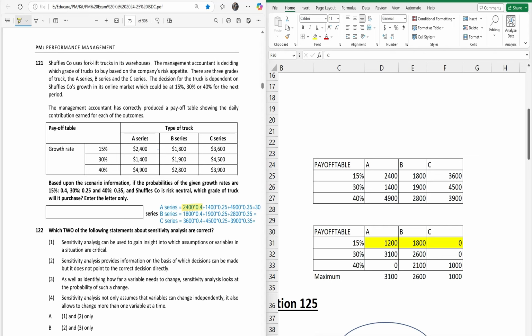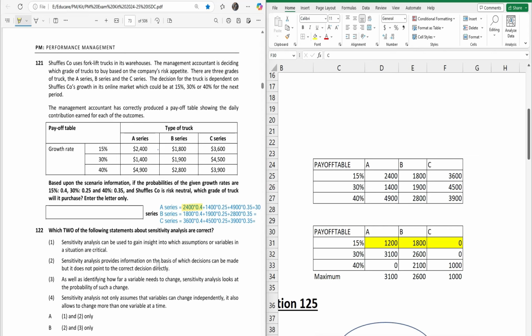sensitivity analysis can be used to gain insight into which assumptions or variables in the situation are critical. Yes, as I said, this method will tell you which variable or which number affects the result most. Like if there is a change in the selling price, by what percentage our profit will change, or whether we are going to make a loss. So this is correct.